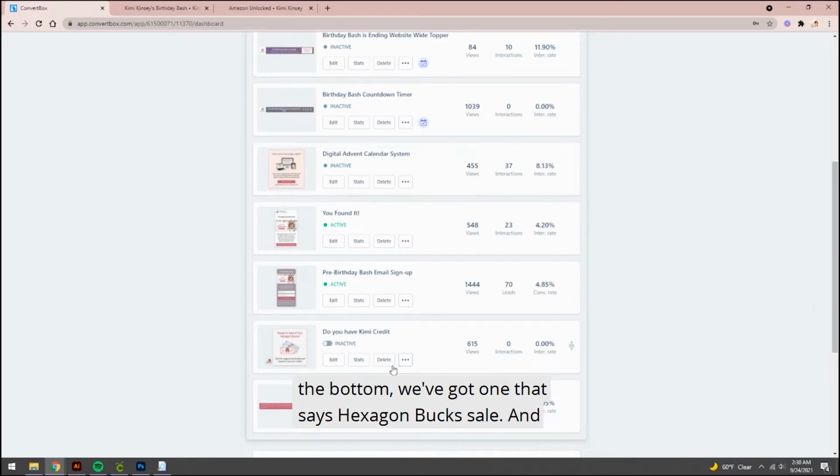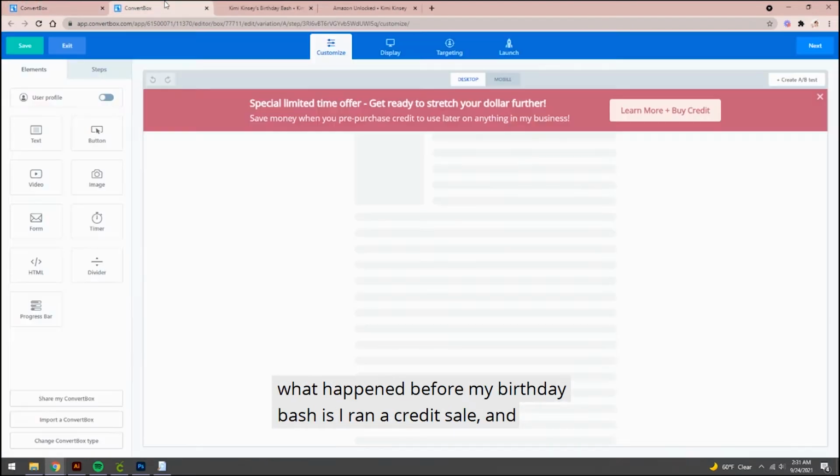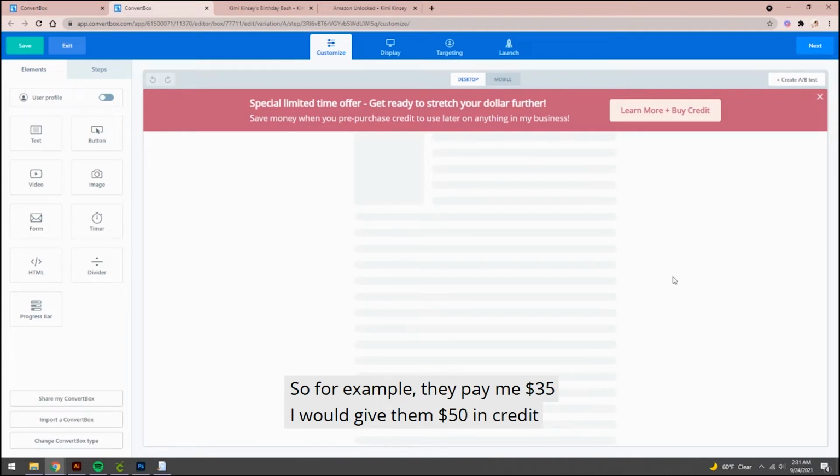Starting off here at the bottom, we've got one that says Hexagon Bucks Sale. What happened before my birthday bash is I ran a credit sale, and I call mine Hexagon Bucks. Basically, it was an opportunity for my audience to invest in the future of my business and invest in the future idea of us. In exchange for that, they would get more credit than they paid for. For example, they pay me $35, I would give them $50 in credit, and they could use it immediately if they wanted to, or they could wait and use it for anything that they saw during the birthday bash.